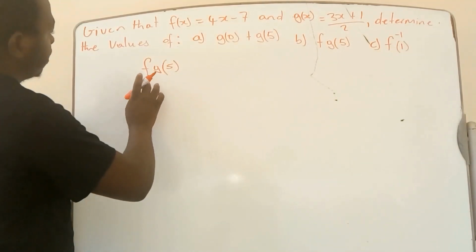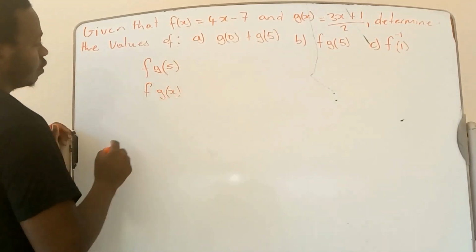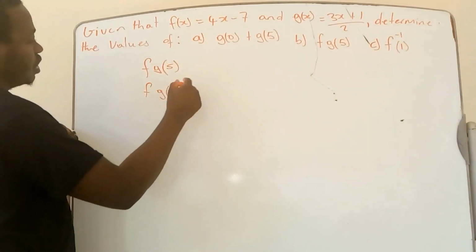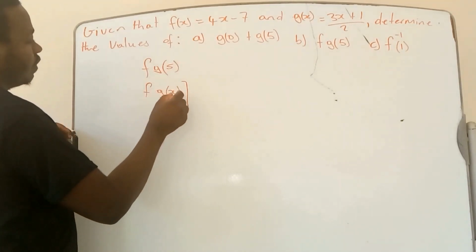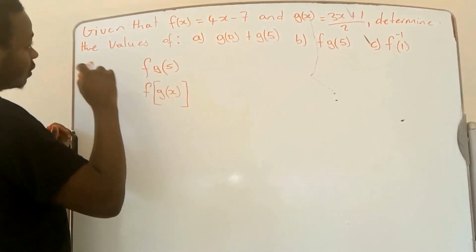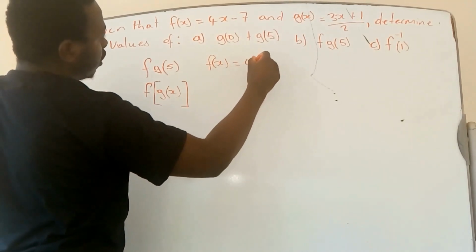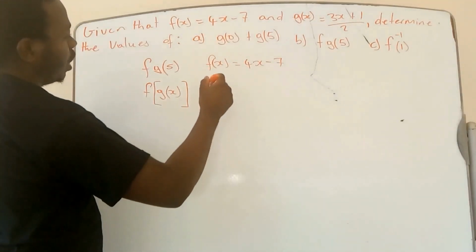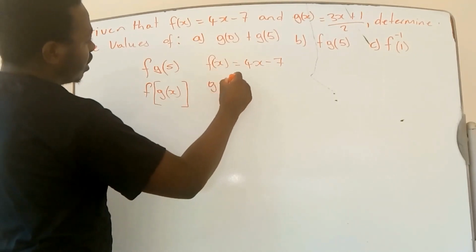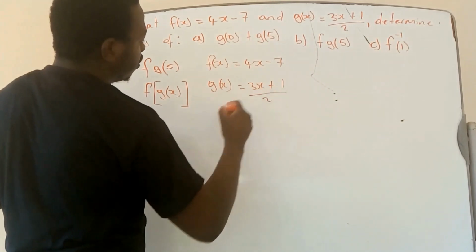So now we want to find f of g of 5. But before we can find f of g of 5, we need f of g of x. Right? We need that function first. And what this means is that you're going to put g of x into the function f of x, sorry. Now we know that f of x is equal to 4x minus 7. We also know that g of x is equal to (3x plus 1) all divided by 2.